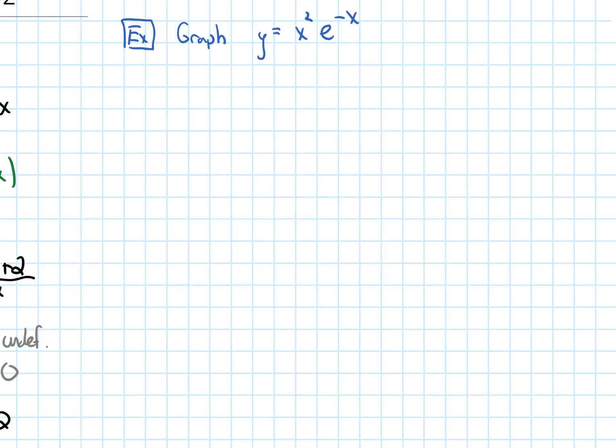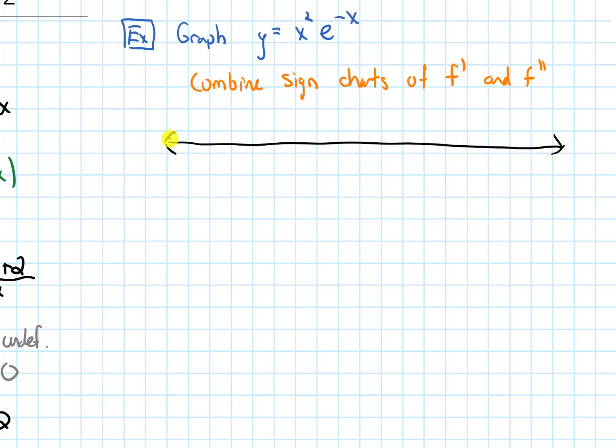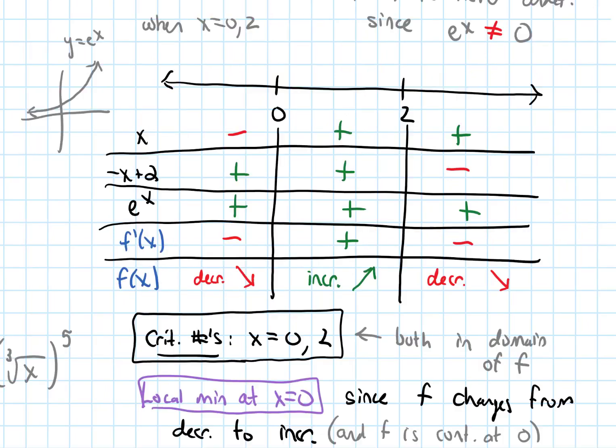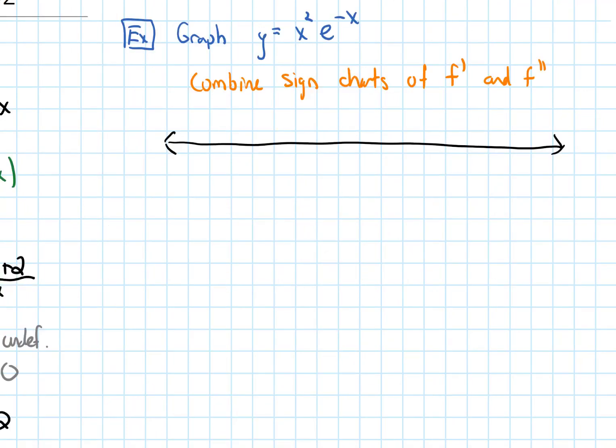So for practice now, I want to graph this function. Technically, we've reached the end of our previous example, but let's graph it for practice. To do this, we need to combine the sign charts of the first derivative and the second derivative. So I'm going to make a number line, and I'm going to put a tick mark at every point that had a tick mark in either the first derivative sign chart or the second derivative sign chart. From the first derivative sign chart, we had tick marks at 0 and 2. So I'll put one at 0 and one at 2.